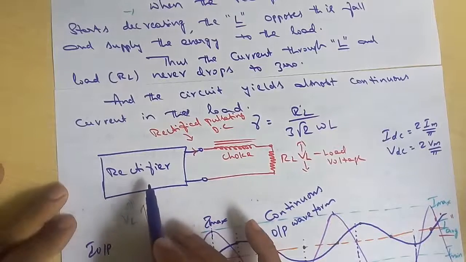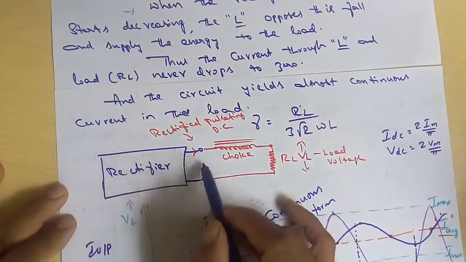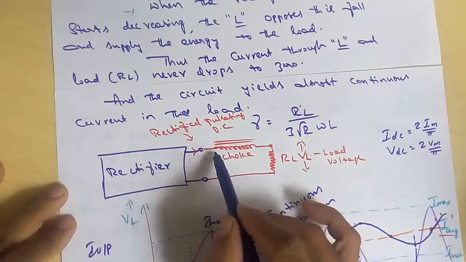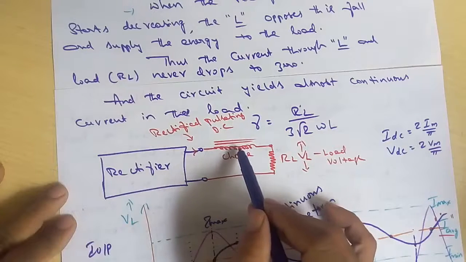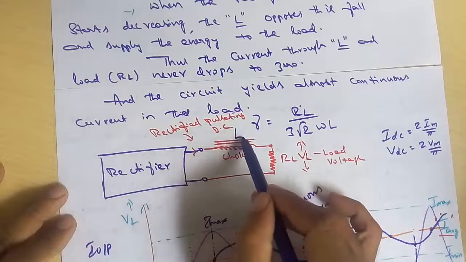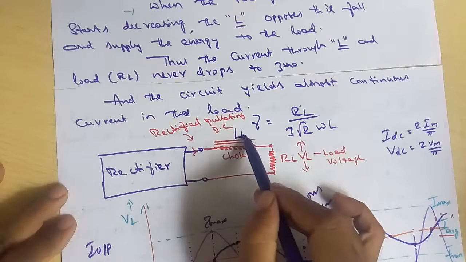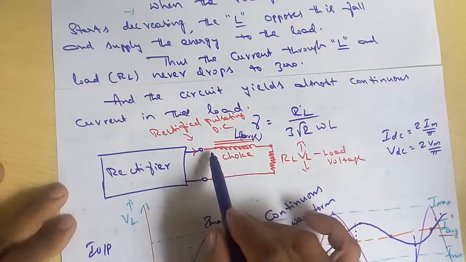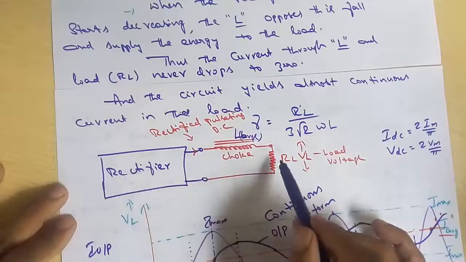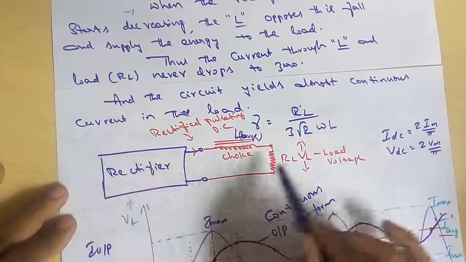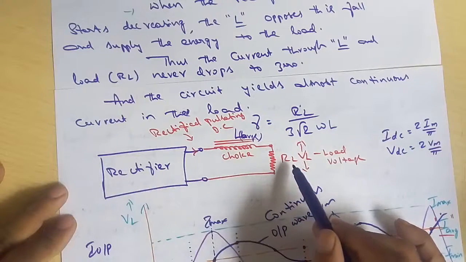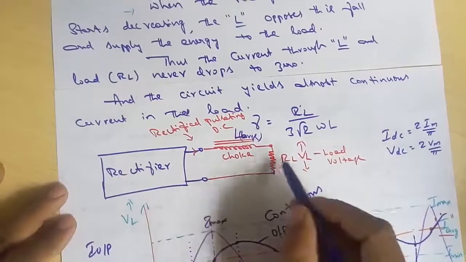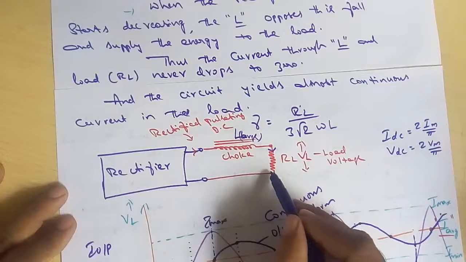So this one is the circuit diagram. This one is the rectifier. In the rectifier output there is a pulsating DC. A large value of choke is connected in series between the rectifier element and the load resistance RL, and this is called a series inductor filter. Okay, so how much DC current is flowing here? IDC.